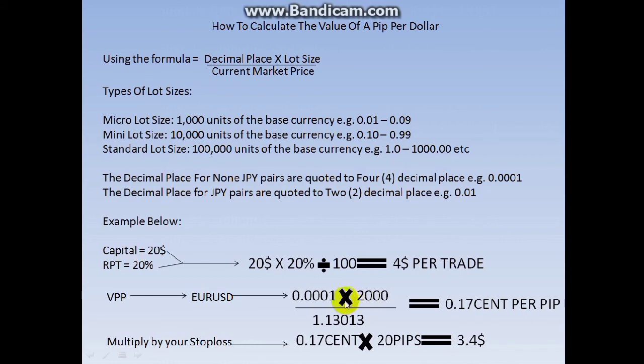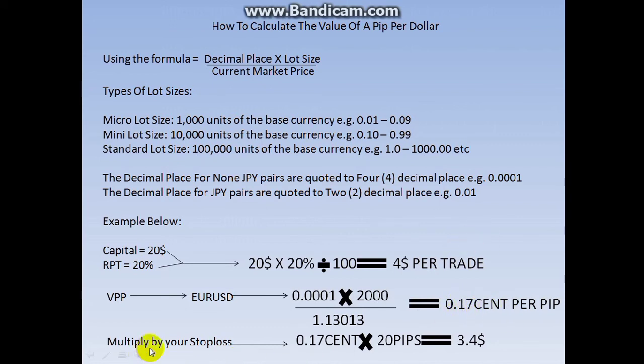That would be 0.01 times 1000, okay? But we are calculating it at the maximum. I'm calculating everything here at the maximum. I'm using the maximum risk per trade percent, and I'm using the maximum lot size, okay? So your lot size should not be more than this. So that's 2000 divided by the current market price, which will give us 0.17 cent per pip, okay? So each pip movement costs 0.17 cent.